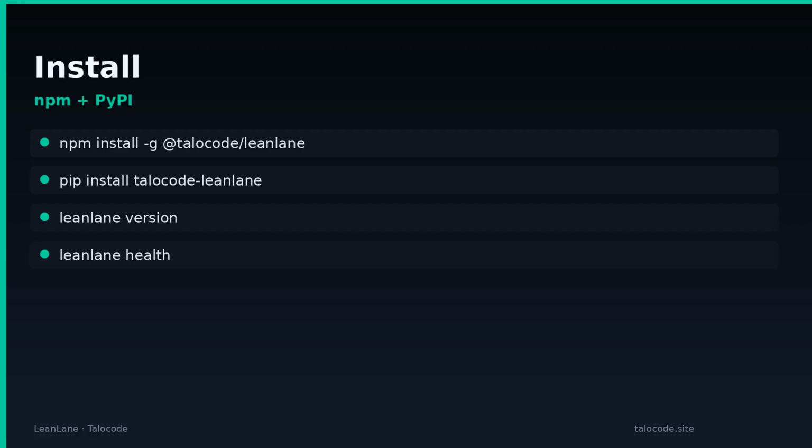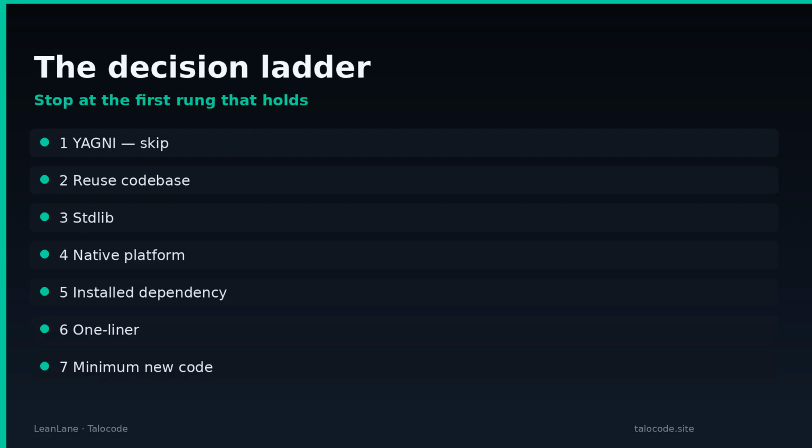Now the heart of LeanLane, the decision ladder. The agent must understand the problem first. Read the task. Trace the real code path. Then climb 7 rungs and stop at the first that holds. Rung 1. Does this need to exist at all? If the request is speculative, future-proofing, or already covered by existing behavior, skip it. YAGNI is not laziness. It is risk control.